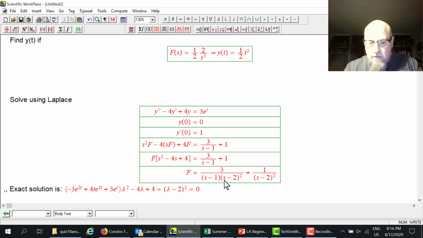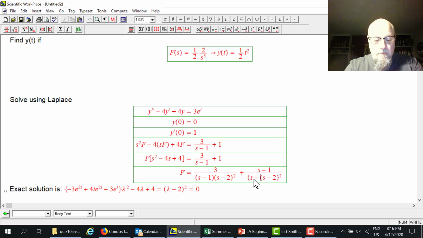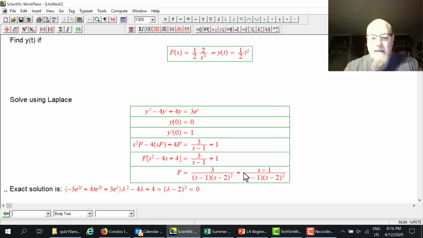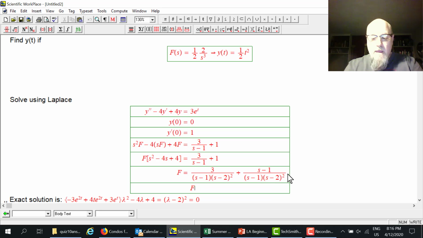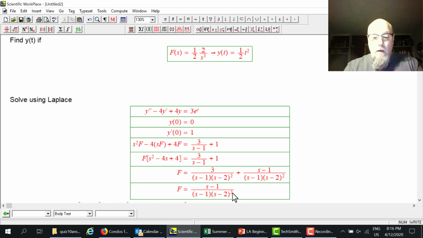So let's common denominator this together. I need to multiply top and bottom of this fraction by s minus 1. Multiply the bottom also by s minus 1. And now I can add them together into one fraction. So f is equal to, when I add the tops together, plus 3, so that becomes plus 2 here. Right, when I add the 3 to the minus 1, I get a plus 2.